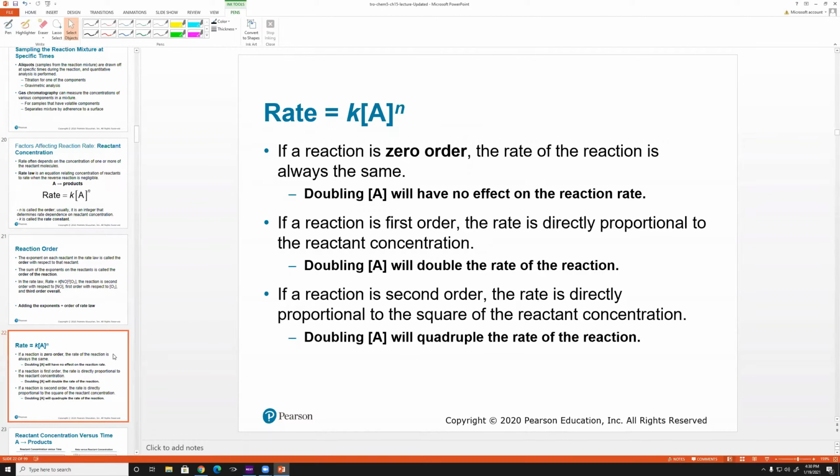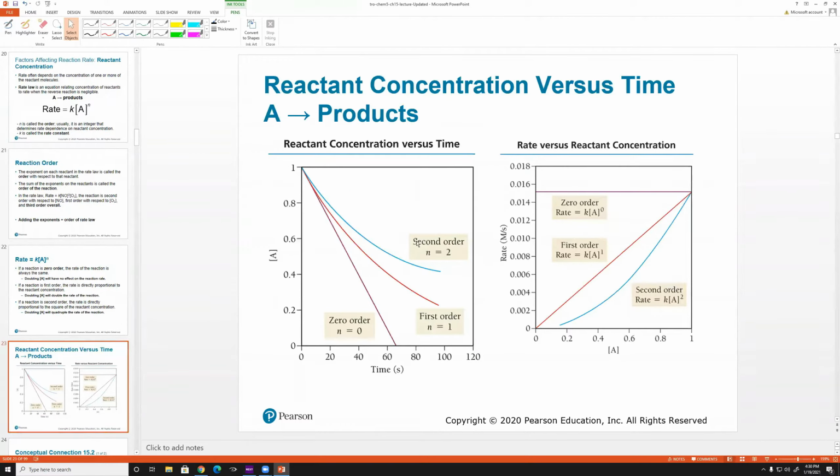So there are actually a lot of equations, and we see zero order, first order, and second order. Here's how they look graphically speaking. For the concentration of reactants versus time, with zero order, the reactants just decrease linearly. First order, they decrease, and then the decrease slows down as concentration decreases. And then for n equals 2, the rate slows down faster because you're more dependent on concentration.